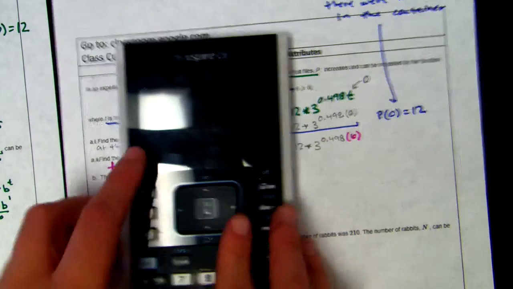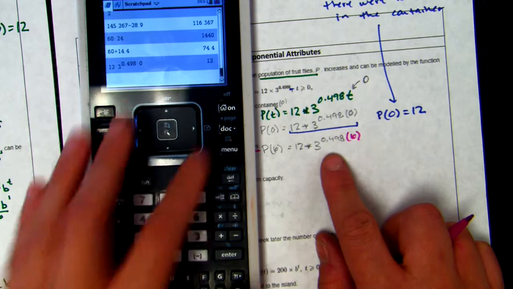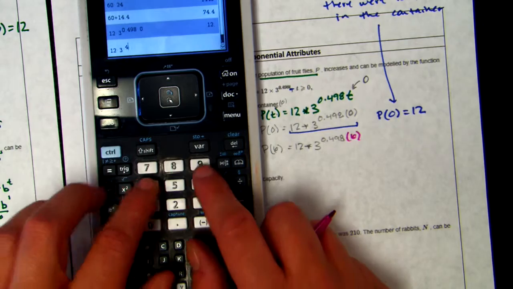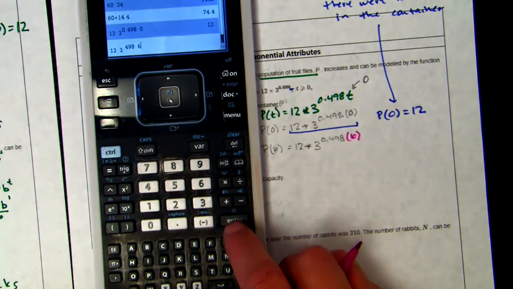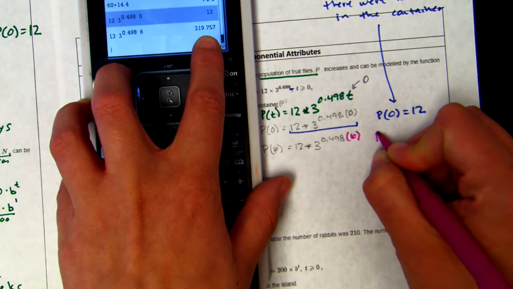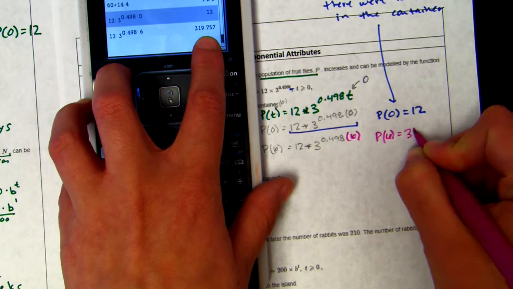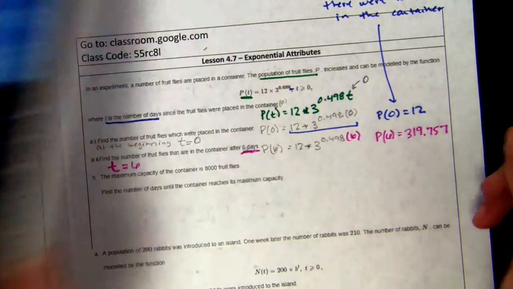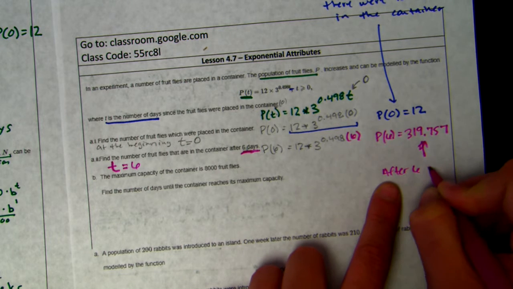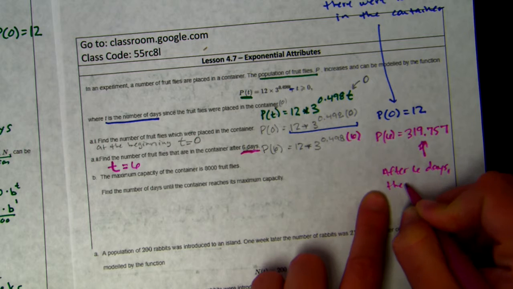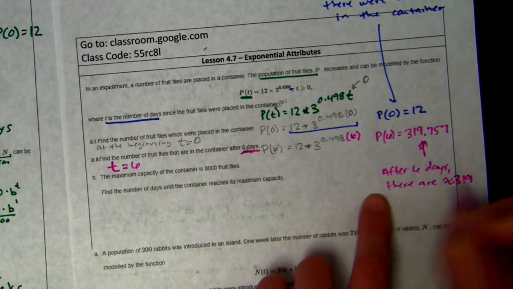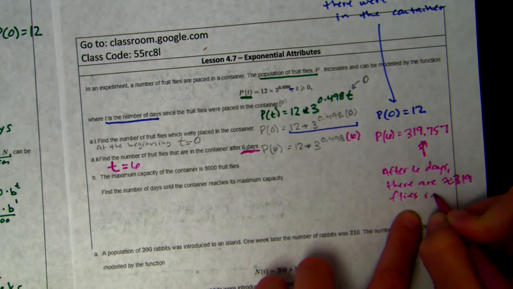So if I go back to my calculator, plugging this in, I've got 12 times 3 to the power of 0.498 times 6. And I get 319,757. So then I have P of 6 is equal to 319,757. What that means is after 6 days, there are about 319 flies in the container.